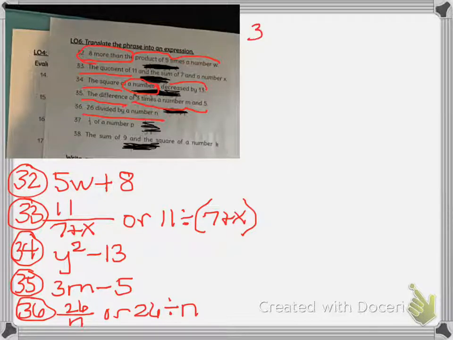37 tells us it's 1/3 of a number p. So we're going to write 1/3 of a number p, which of means multiply. 1/3 p.